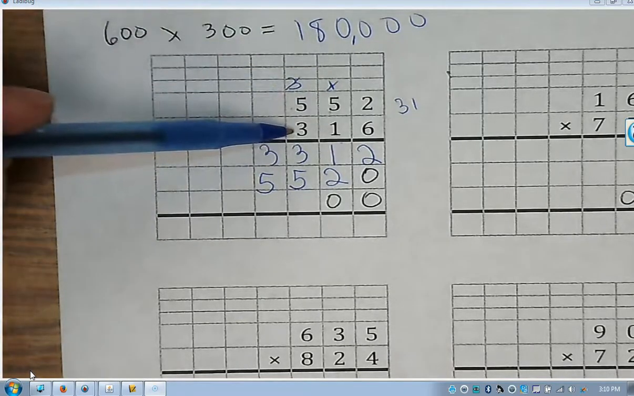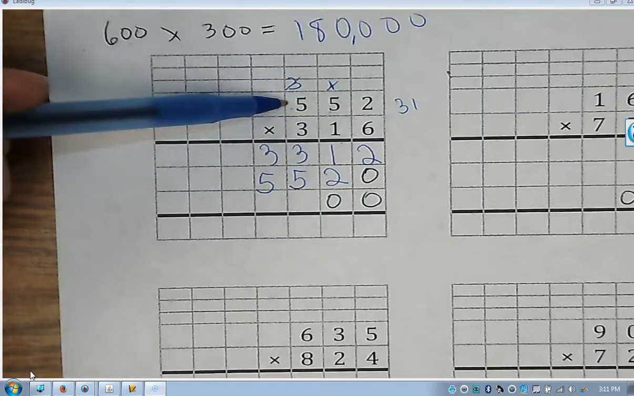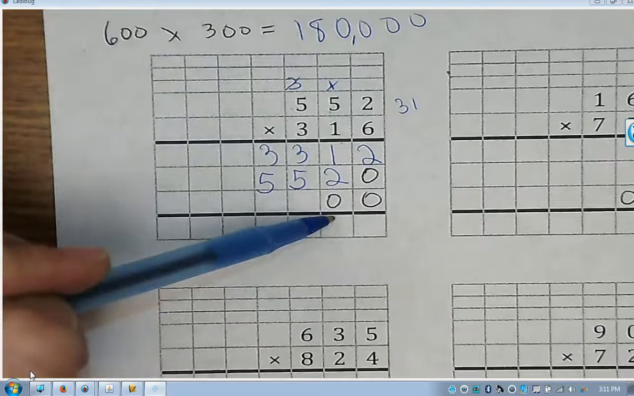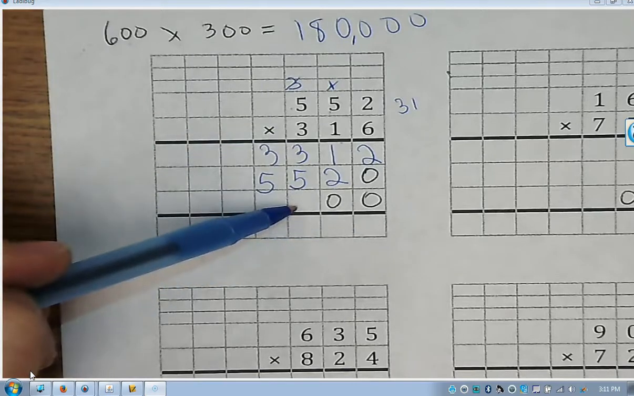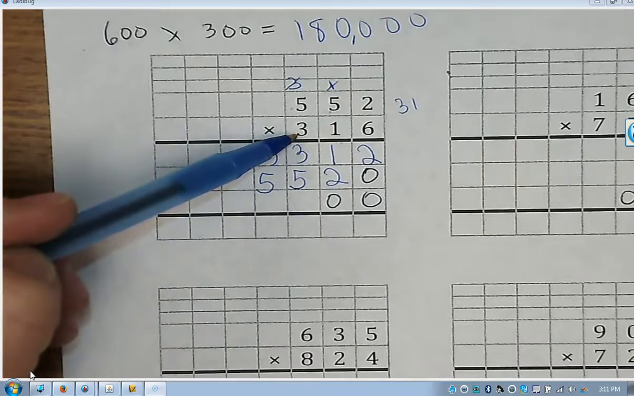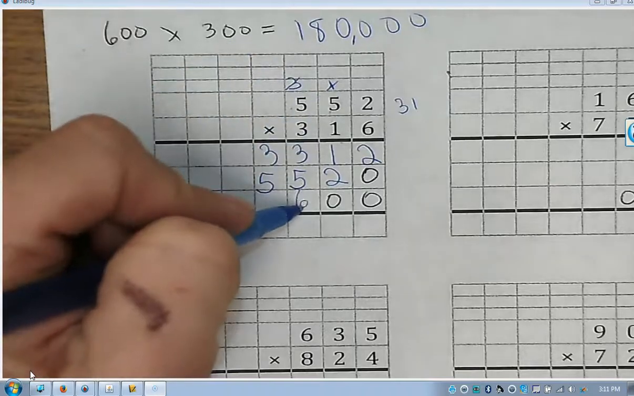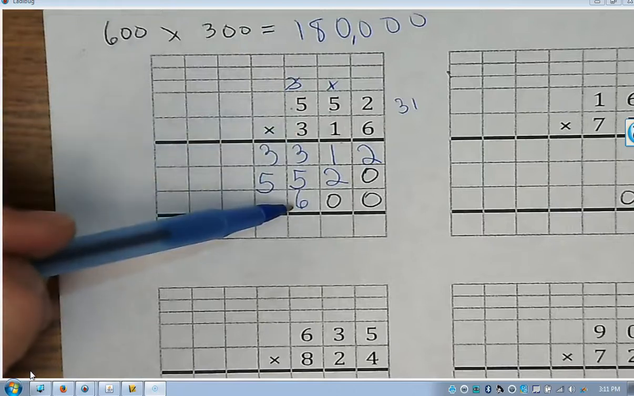Now we need to do the 3 times everything. The 3 times 2, 3 times 50 or 5 tens, and the 3 times the 500. I added in 2 zeros because I'm multiplying by 300. So since I'm multiplying by hundreds, my numbers need to shift 2 over, or 3 over actually. 300 times 2 is 600. If I put in those 2 zeros, that 6 ends up in the hundreds. 300 times 2, 600.